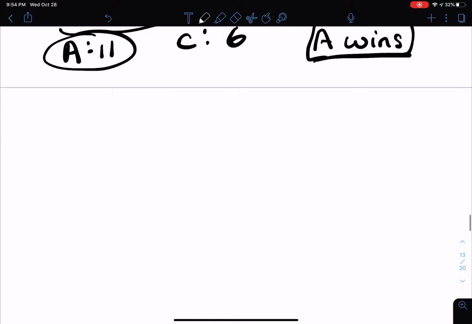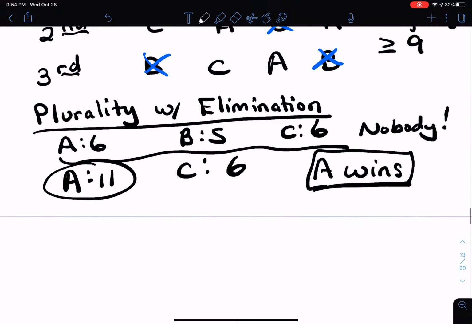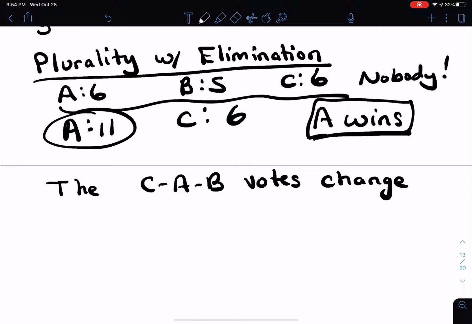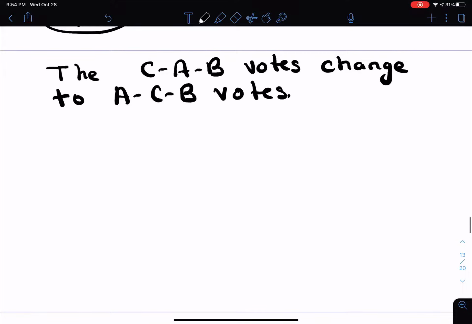All right. So the C-A-B votes are going to change to A-C-B votes. So let's do a new preference table. So now we're going to have 8 that prefer A-C-B.